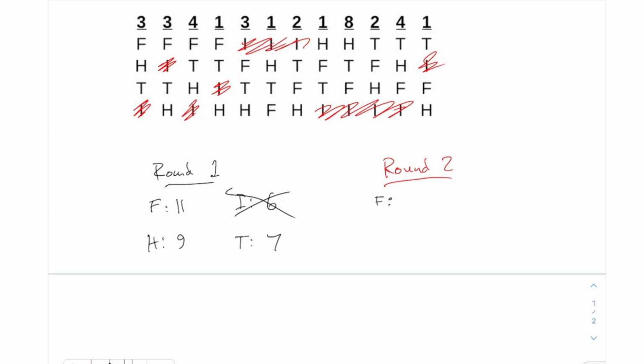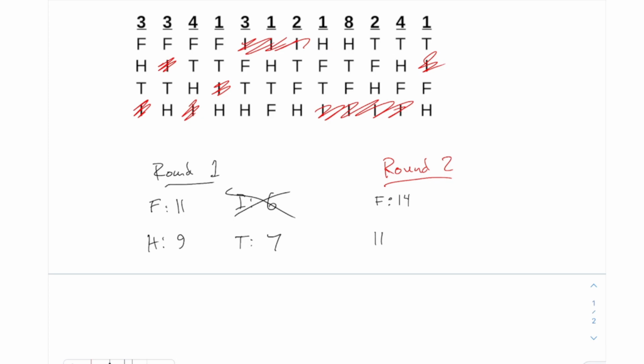How many do I have for F? All these 4. So that's a 3 plus 4 plus 1. That's 11. Plus, additionally, this column, F is now on top now that the I has been eliminated. And so that's a total of 14 for F. And F is not on top on any of the other columns. So F has 14 in the second round.